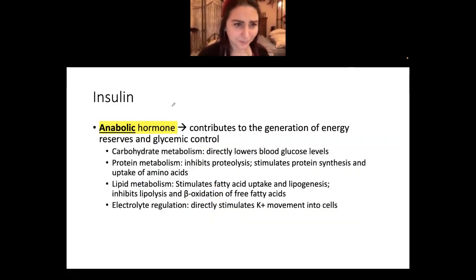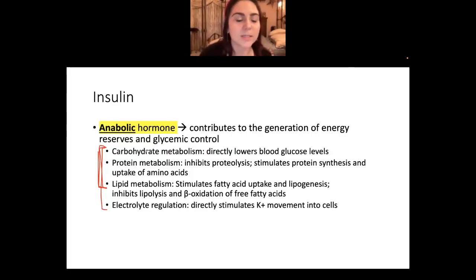All right, and then again, insulin is an anabolic hormone. So it'll continue to the generation of energy reserves and glycemic control. I went through everything, well, at least these first three, the big three places where you can build up energy in terms of anabolism.